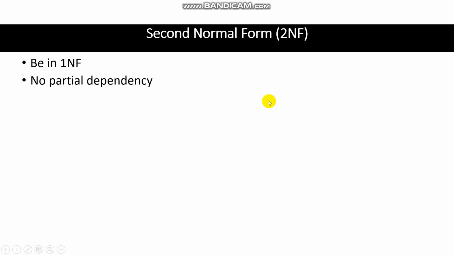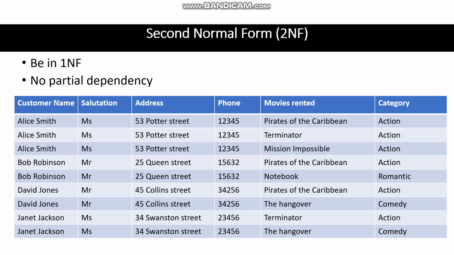Now moving on to the second normal form. The condition of second normal form is that all the tables we have must be in 1NF. Along with that, there is one more condition: there should not be any partial dependency. Now what's a partial dependency? For example, see our previous case where we had all the customers, their salutation, address and phone number, and movies rented and category. As I mentioned earlier, the combination of customer name and the movies rented, the combination of these 2 columns, makes a particular row unique.